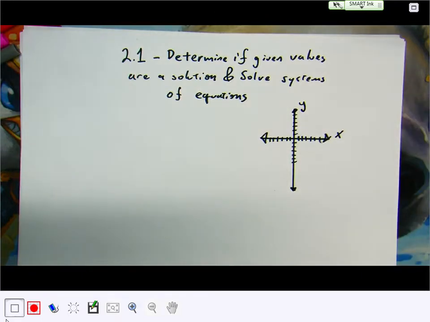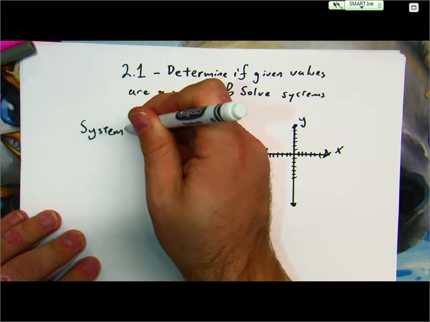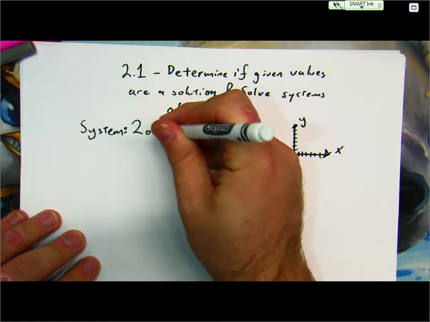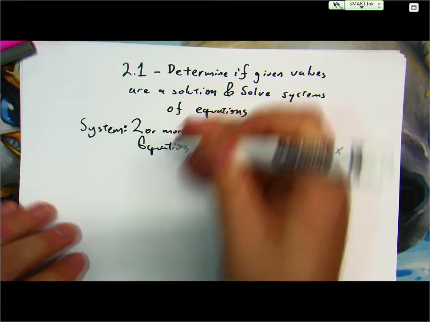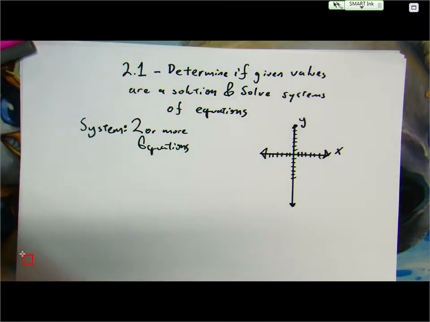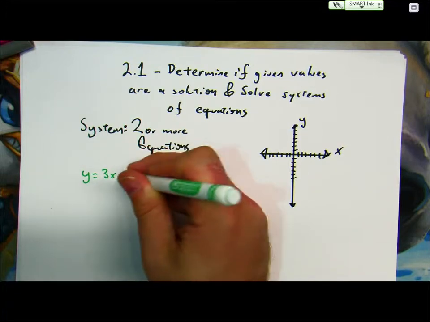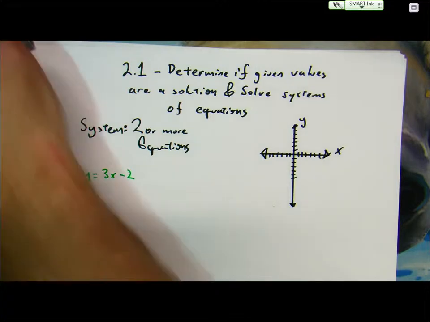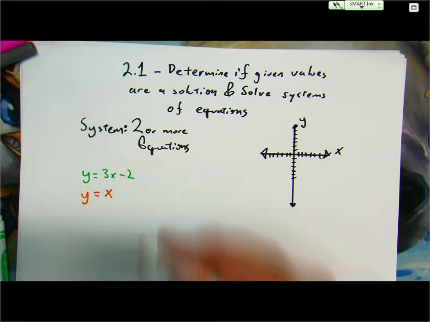All right. For questions like this, I'm going to give you a system of equations. As we remember, a system merely means two or more equations. So a system simply means multiple equations. I might say something like this: y equals 3x minus 2. That is one equation in our system. And then our second equation might be something like y equals x. Y equals 3x minus 2, y equals x.